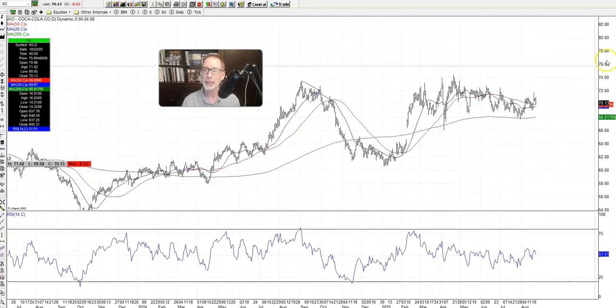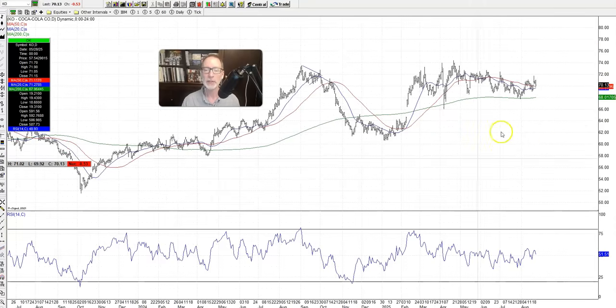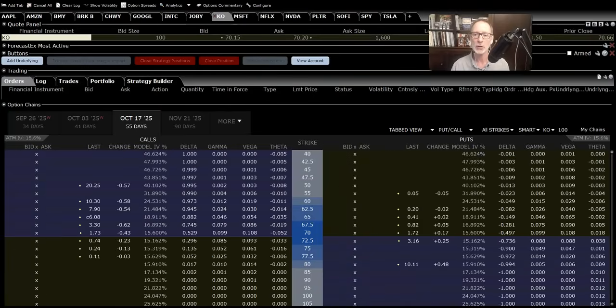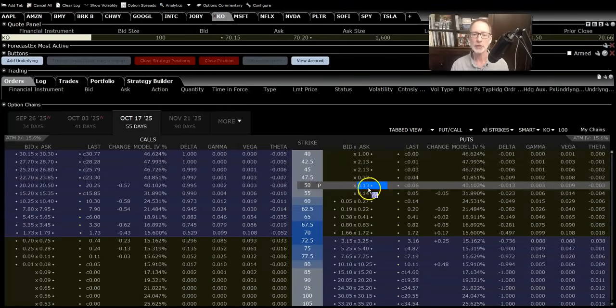All right. So we're looking at Coca-Cola here. It's trading around $70 a share. Let's pull up the option chain. Okay. Here's the option chain of Coca-Cola. Put options on the right-hand side. So we're going to go over that. We're looking at the October 17, 2025 expiration.